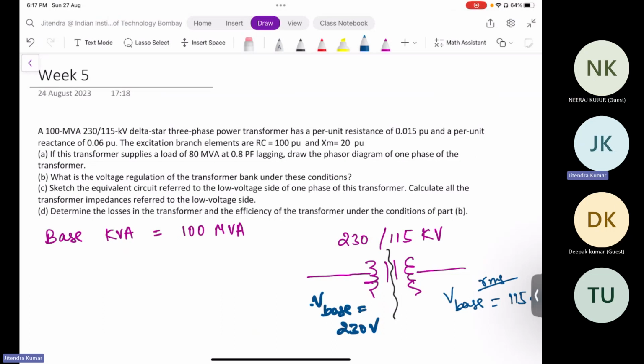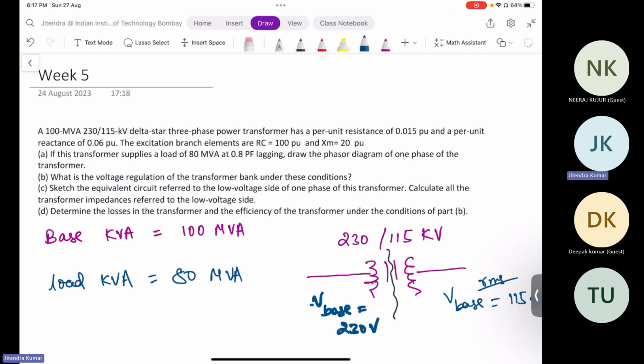So in the first part, it is mentioned that the transformer supplies a load of 80 MVA at 0.8 power factor. So the given load kVA is 80 MVA.